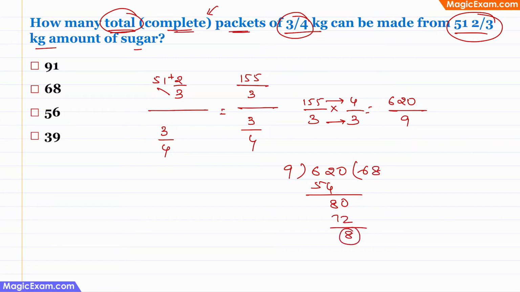Now 8 is less than 9. Therefore, if we do the further division, we'll have to put a point and take a 0 and do all that. But we have been told that we have to look at only total or complete packets. So we can stop at 68. So if you look at the answer choices, option 2, which says 68, is the correct answer. So if we divide 51 2/3 by 3/4, we get 68 full packets, and then we'll get some decimal points or fractions which we can ignore.